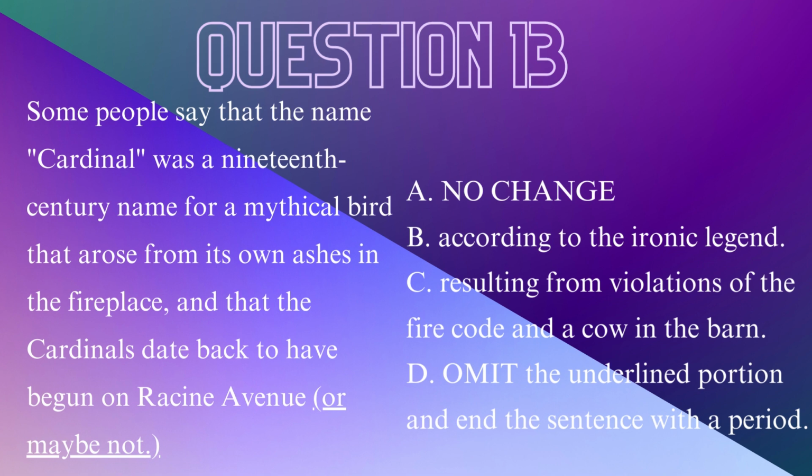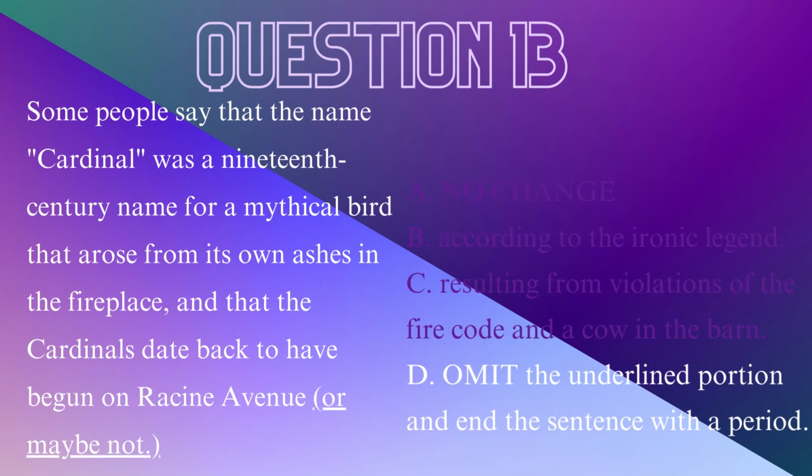So look at my answer choices. D, omit the underlined portion and end the sentence with a period. That's going to be my first instinct. If I consider the other answer choices, I don't know what C is talking about. That's completely out there. So again, D here, omitting the underlined portion and simply ending the sentence with a period is the best choice.